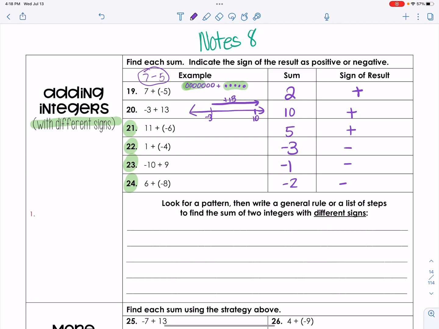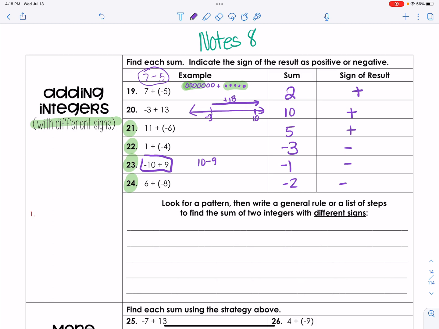The pattern is, if I just look at the numbers 7 and 5, I'm actually subtracting them and keeping the sign of the bigger one. If I look at 23, if I ignore the signs and just do 10 minus 9, the answer is 1. I'm looking at the difference between them. My answer is a -1 because all those 0 pairs would cancel out and it would leave me with 1 red left. So my answer is negative.